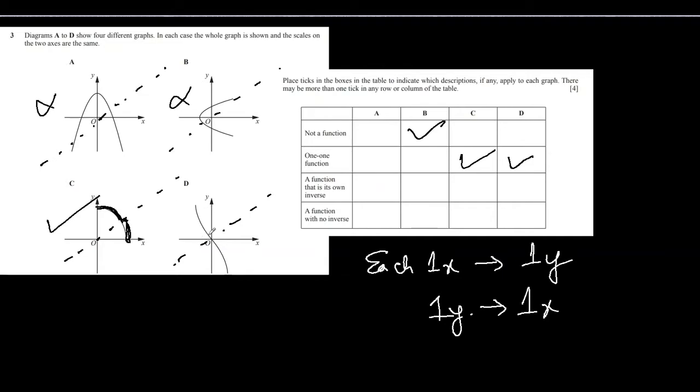What about the last one? It looks like, but it is not actually. If I reflect this part on this line, this will be the reflection, and which is not the graph. So this is also not an inverse of its own. So only C is the answer here. Okay, so next one is a function with no inverse. That means the inverse must not exist for the specific function.